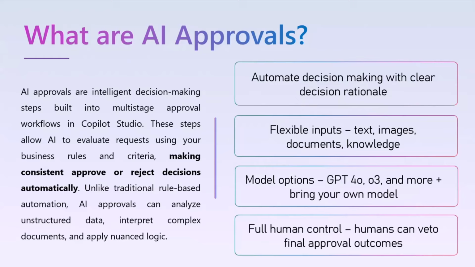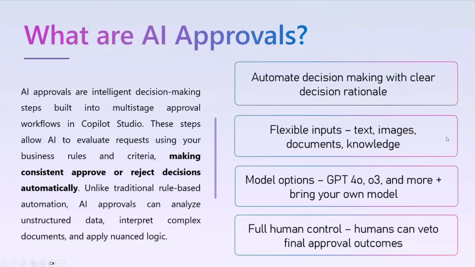While building this, we spoke to a lot of chiefs of staff or business admins at companies, and a lot of them are typically inundated with approval requests. But with AI approvals, you can offload some of those more mundane approval requests. Unlike traditional rule-based automation, AI approvals can analyze unstructured data, interpret complex documents, and apply nuanced logic. So you can automate decision making.